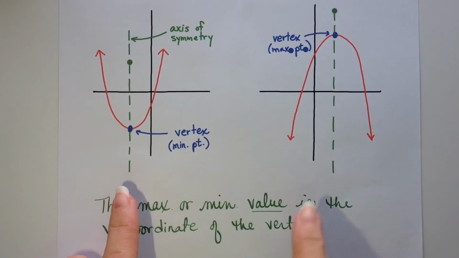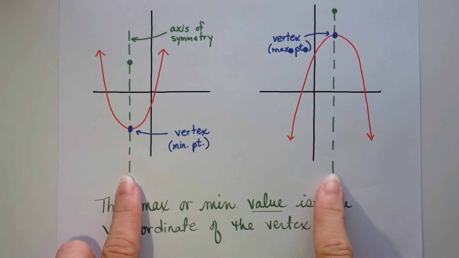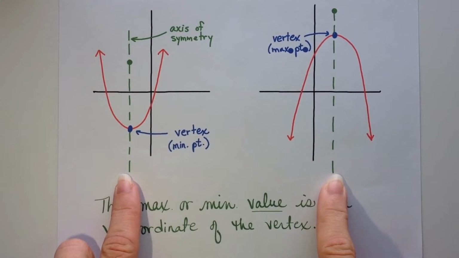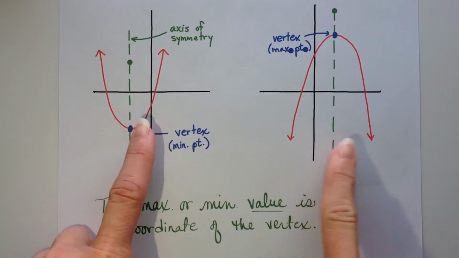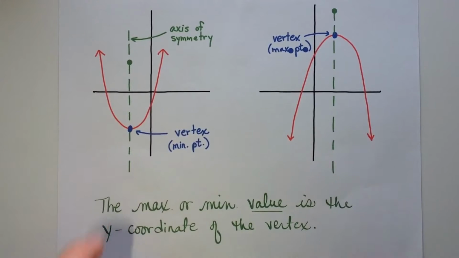You'll notice, of course, with both of these, the dotted vertical line that I have in here, that's referred to as your axis of symmetry. And all that means is the left side and the right side of your parabola will be mirror images with respect to that line. So that's called your axis of symmetry, and it is always vertical.